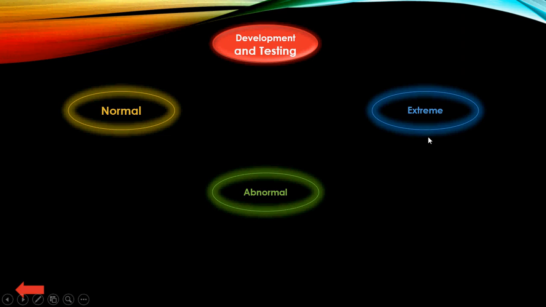Abnormal is an unaccepted value. What is the extreme? Your limits. For example, as we said, we have months of the year starting from 1 to 12. So what is the extreme? 1 or 12? The limits, the lowest one and the highest one.